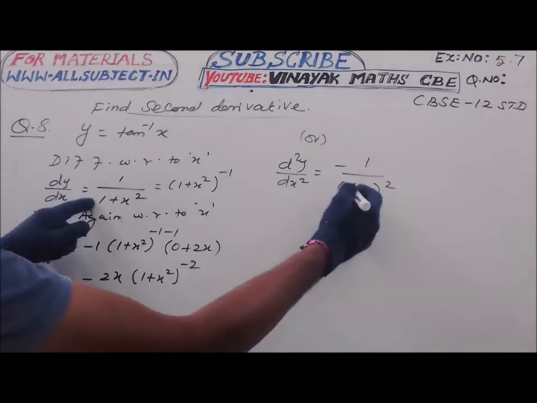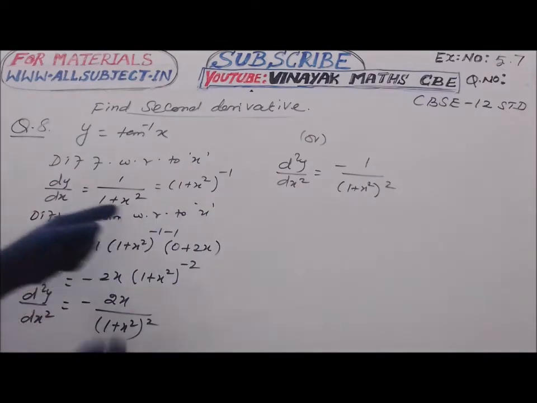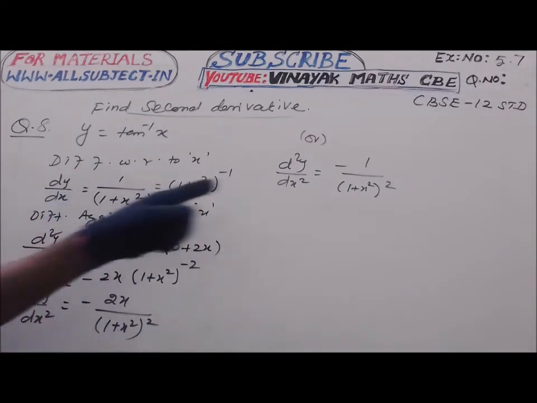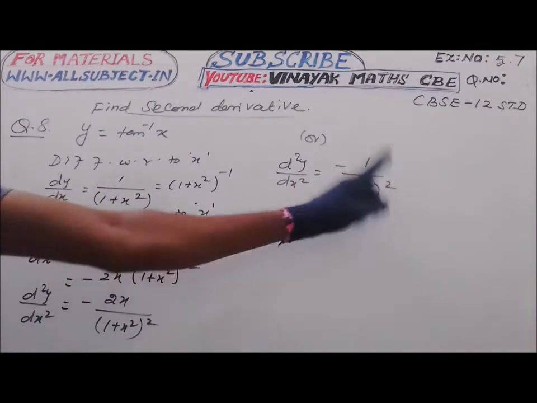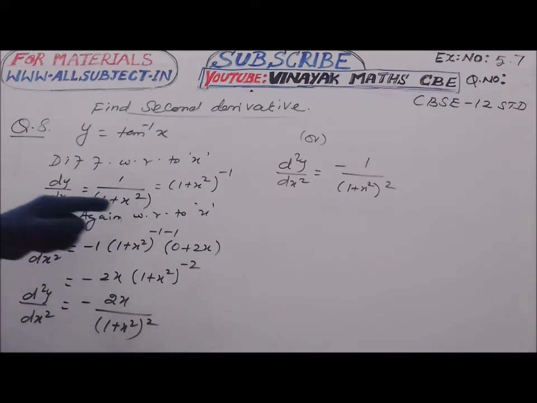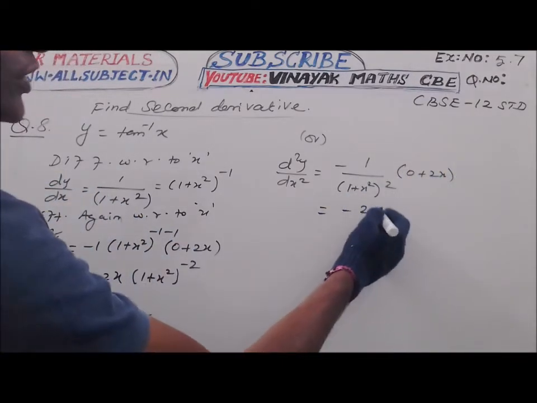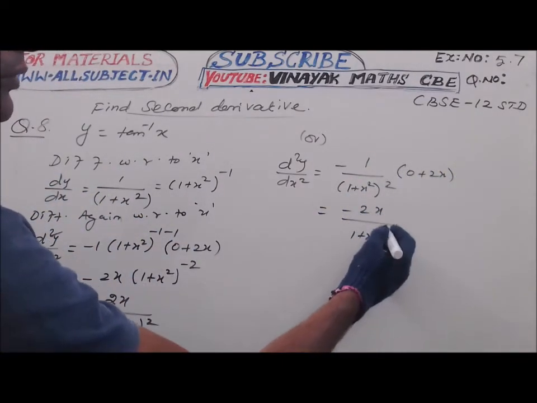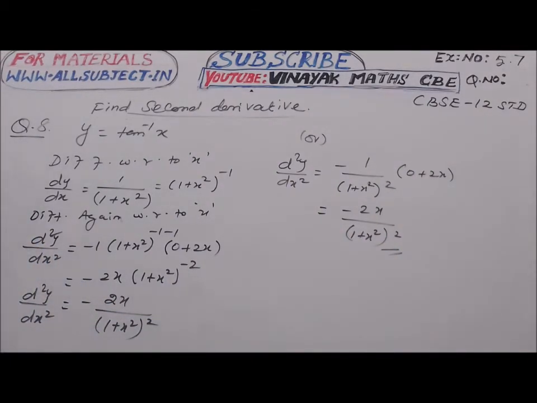Instead of x we have 1 plus x square. So the derivative of 1 by x is minus 1 by x square. Instead of x we have 1 plus x square. So 1 by 1 plus x square whole square, minus 1 by 1 plus x square whole square. And then differentiating the function that appeared instead of x, that is 1 plus x square. Differentiating 1 plus x square we get 0 plus 2x. And multiplying, we get minus 2x by 1 plus x square whole square. So both ways we get the same answer. So you should apply whichever way is easy for you.